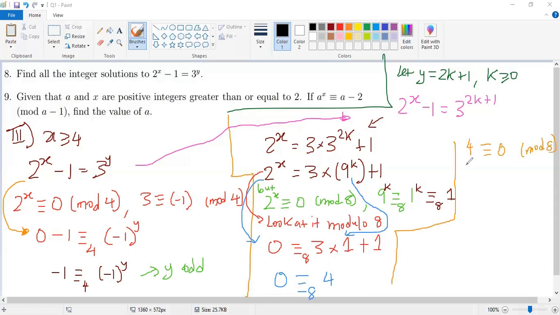4 congruent to 0 mod 8 is a contradiction, because it's telling me that 4 leaves a remainder of 0 when divided by 8, or that 4 is a multiple of 8, all equivalent statements, which is impossible. So this contradiction tells me there are no other solutions. The earlier two solutions are the only ones. Thank you.